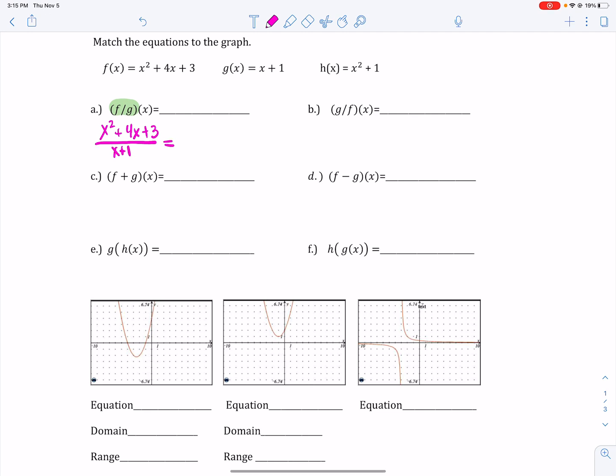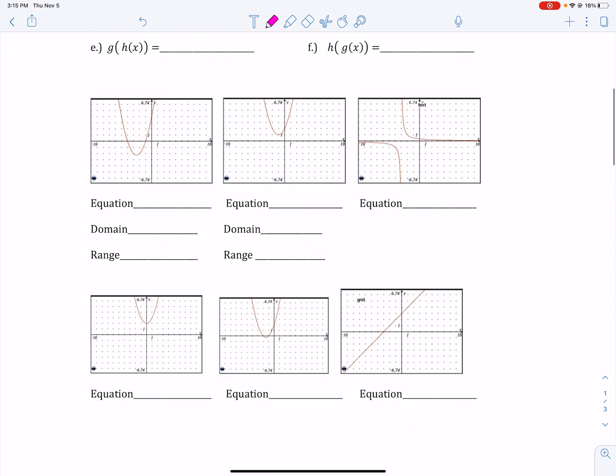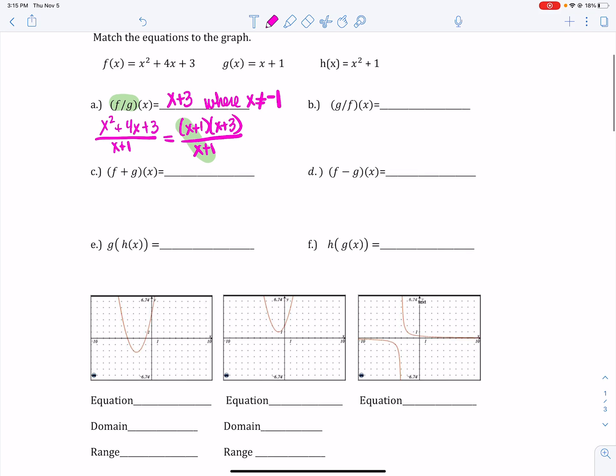So you do need to check factors of 3 that add up to 4, which would be x plus 1 and x plus 3, over x plus 1. So then these x plus 1s would cancel. And so my answer would be x plus 3, where x cannot equal negative 1. Okay, so then I go down here and I match it, and that's definitely a line. And so the only line I see down here, I would match this and say this is equation A. You have to have where the x doesn't equal negative 1 or it won't work.